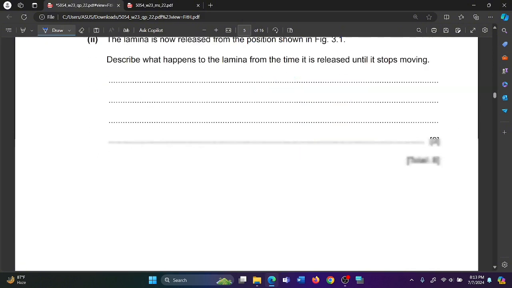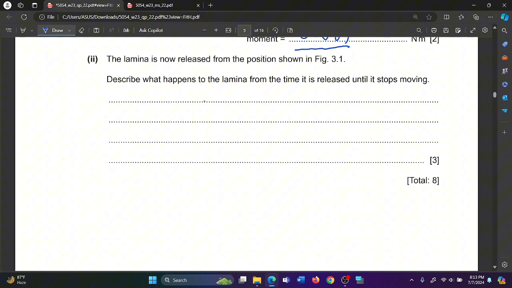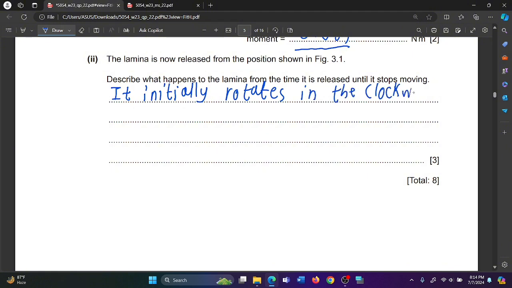So let's first write initially. For there 3 marks, so we need to write 3 pieces of information. So the first information is it. By saying it, I mean lamina. It initially rotates in the clockwise direction. This direction.